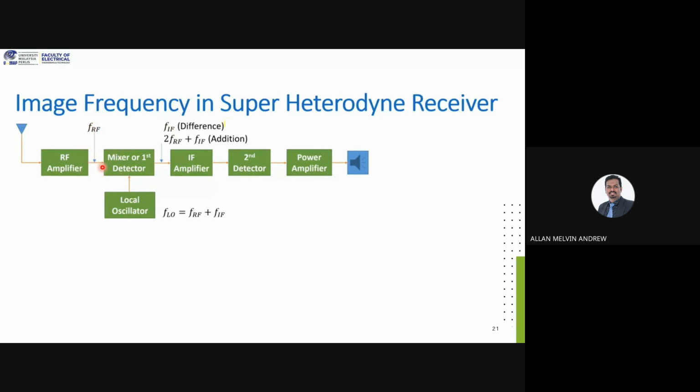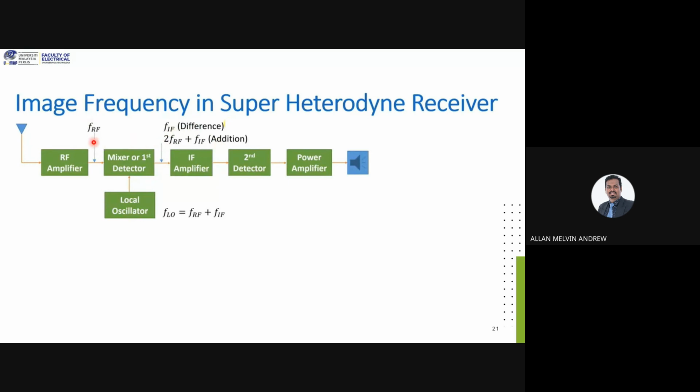So it will be sent to the mixer, and we will have a local oscillator to generate a frequency for us to mix together. FLO is FRF plus FIF. This is the standard formula. So we will add and also subtract the values in order to form two outputs.